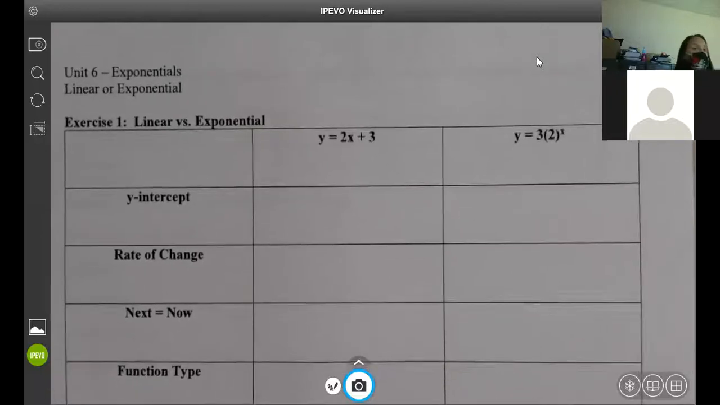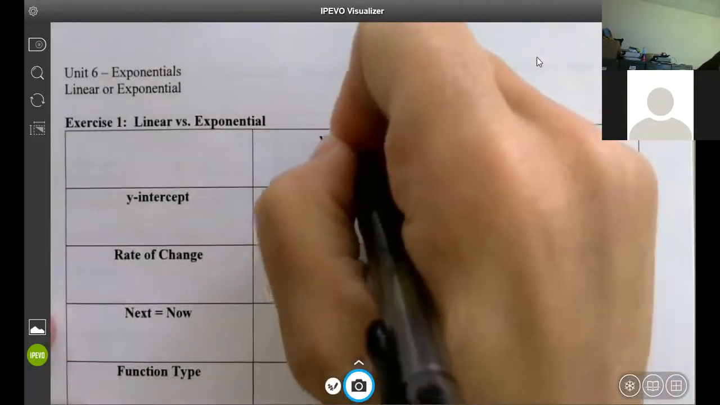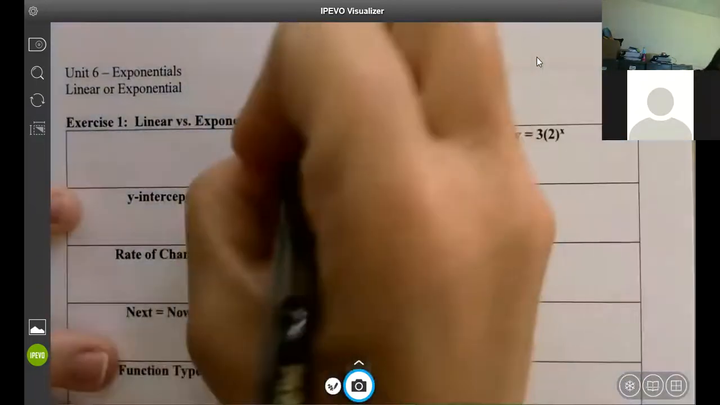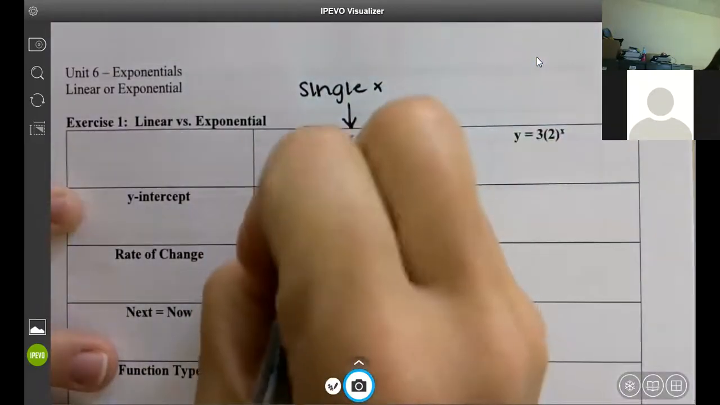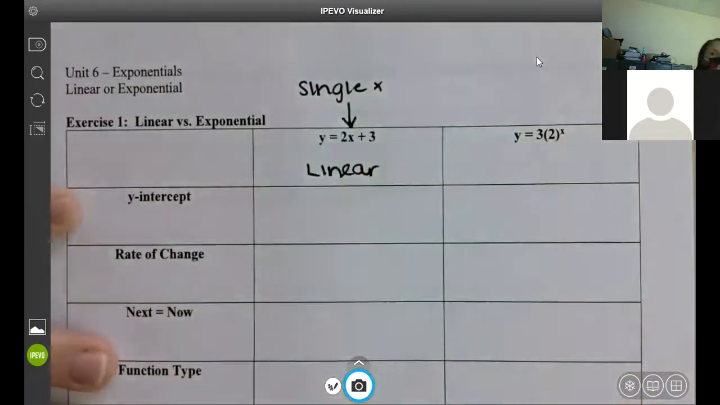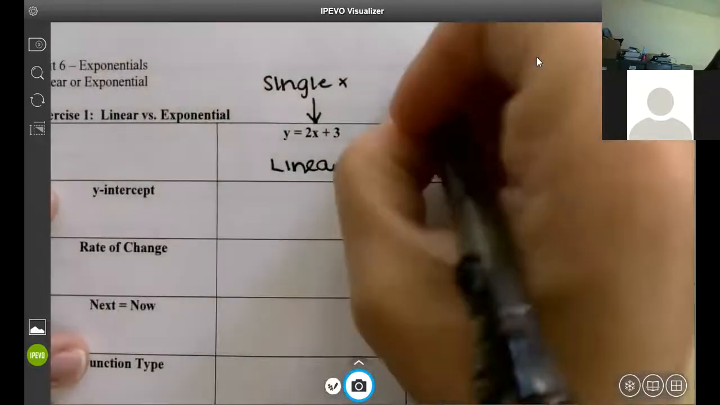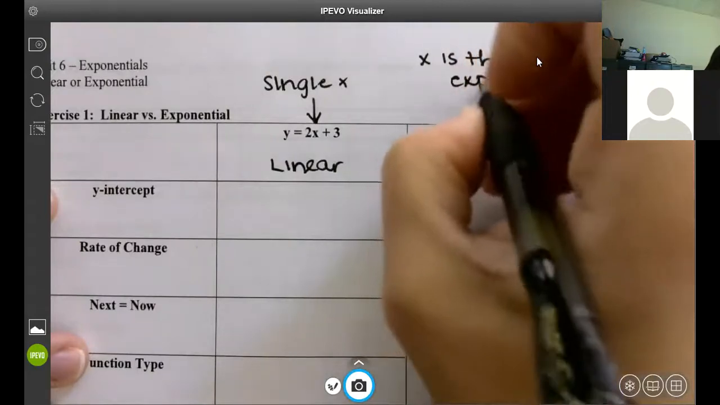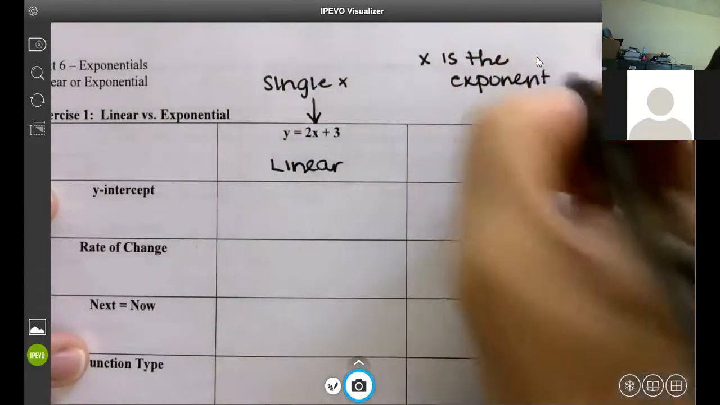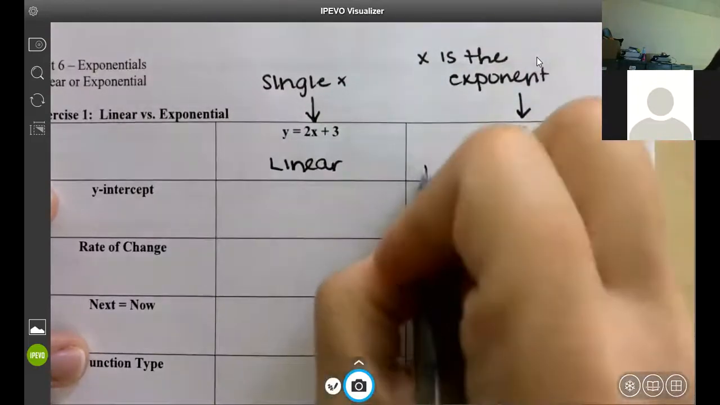For what we're doing today, we're going to determine whether it's linear or exponential. So we're going to decide, given some kind of information, whether it's an equation or a chart or something like that, what we have, linear versus exponential. So remember, this is a linear function. It's a single x. And then on this one, x is the exponent, so it is exponential.